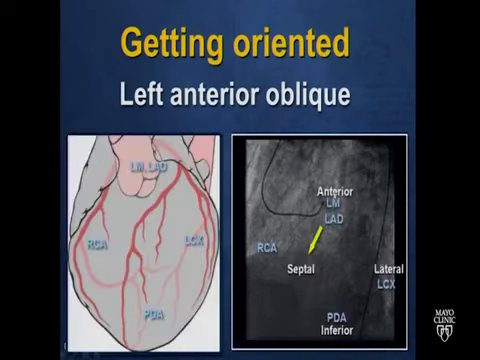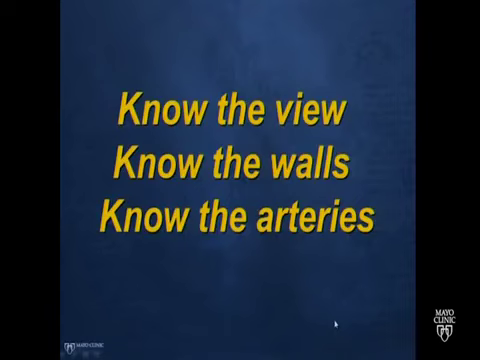By knowing that, we also know that any vessel up here will be the left main LAD, which normally courses over the ventricular septum. The right coronary would be over the RV, which sits over here. The lateral wall would be the left circumflex, and the PDA would supply the inferior wall. So, know the view, then you'll know what walls you're looking at, then you'll know what arteries you're looking at as well. View, walls, artery.